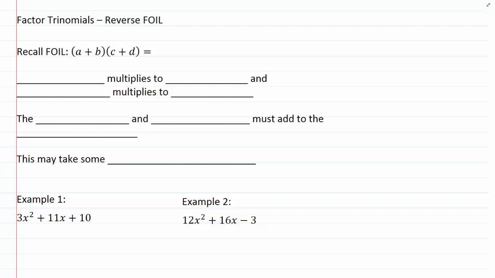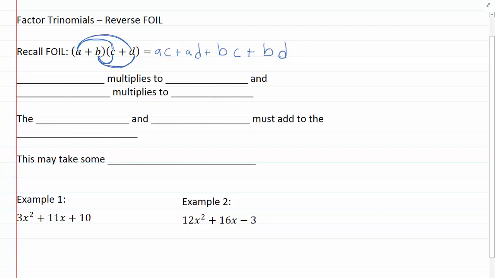Factor trinomials, reverse FOIL. So remember before when we were doing our FOIL process for distributing. That meant that we would multiply together the first terms, the outside terms, the inside terms, and the last terms. So if we FOILed out this expression, we would get A times C, AC, A times D, AD, B times C, BC, and B times D, BD.